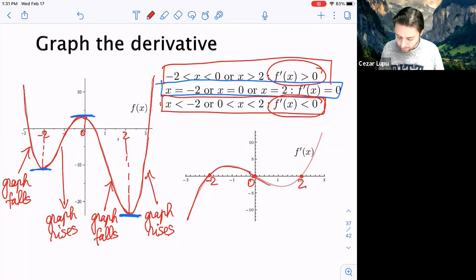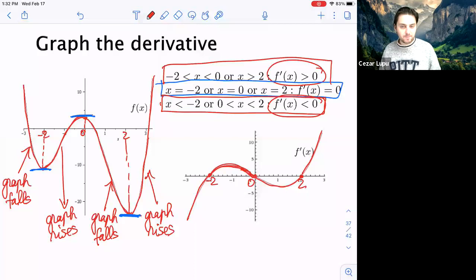And again, the same thing will happen. When the graph is rising for the function f, the derivative will be positive. So between negative 2 and 0, in that interval, the derivative is positive. See here, this portion is positive, above the x-axis, so it's not negative.